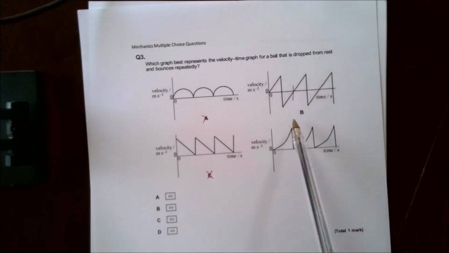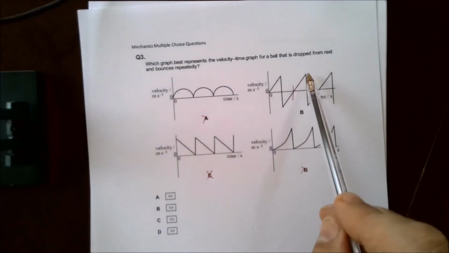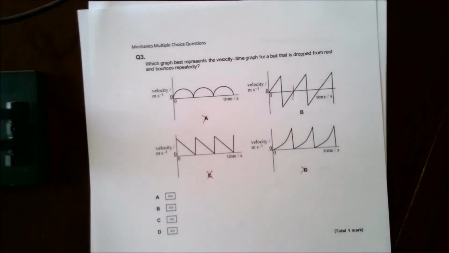I guess we can sort of infer from this that we are ignoring air resistance, both because the line is straight and it is also returning to the same height every time. So a nice question there. You really need to understand why B is the answer to that question.